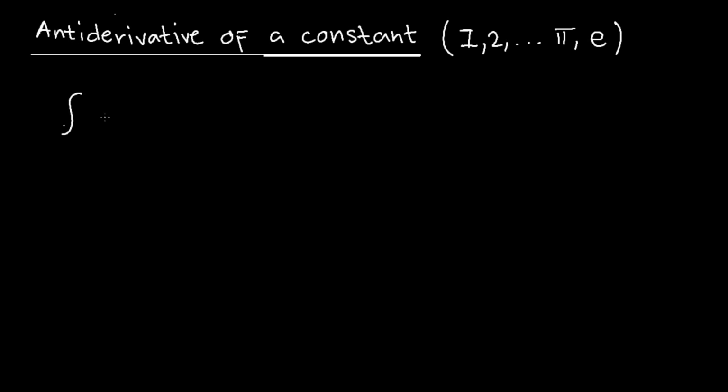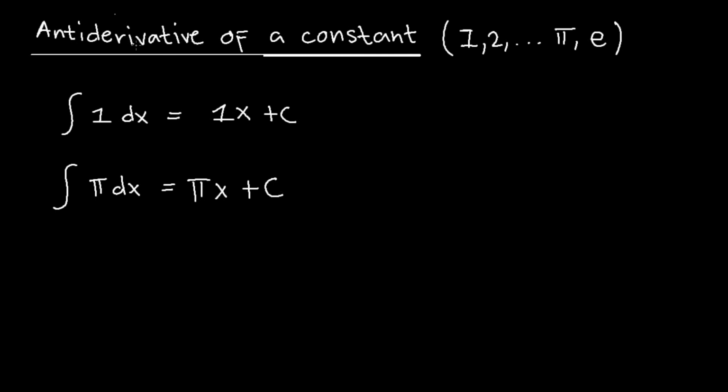So the antiderivative of a constant, for example 1 dx, is basically you just attach x to the constant. So in this example, the antiderivative of 1 dx is 1x plus c. Next, the antiderivative of pi dx. Same here, you just attach an x. So pi x plus c. So that's how you get the antiderivative of a constant.